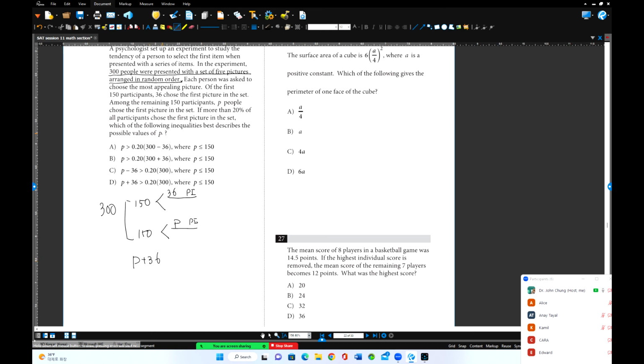This is greater than what? 20%. 20% is what? 0.2 times the entire number of people, which is 300. That's going to be greater than, right? More than 20%. But we know that P must be less than this number. It can be up to this maximum number. So choice D is the answer.